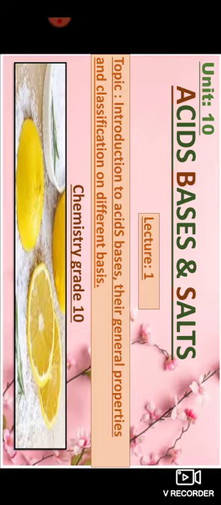Today we will start the next unit, number 10, Acids, Bases and Salts, lecture number 1. The topic of our discussion is Introduction to Acids and Bases, their general properties and classification on different bases.